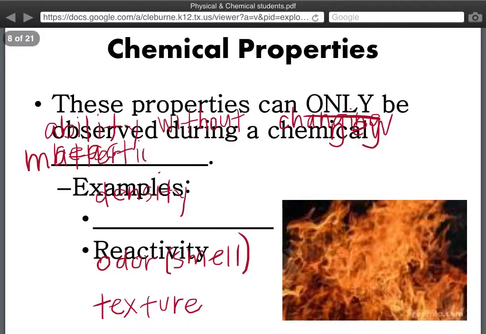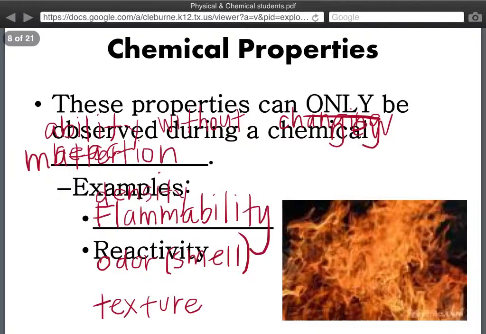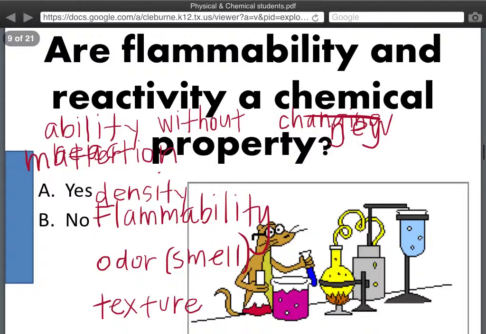Examples of chemical properties include flammability, which means the ability to burn, to catch on fire, and reactivity, the ability to react with other substances. Are flammability and reactivity a chemical property? Answer that now. We will discuss when we are finished.